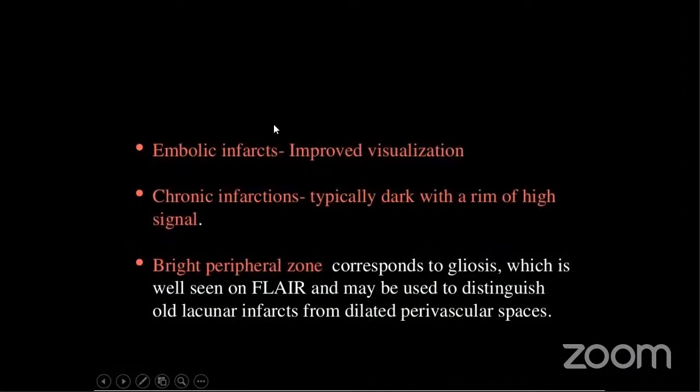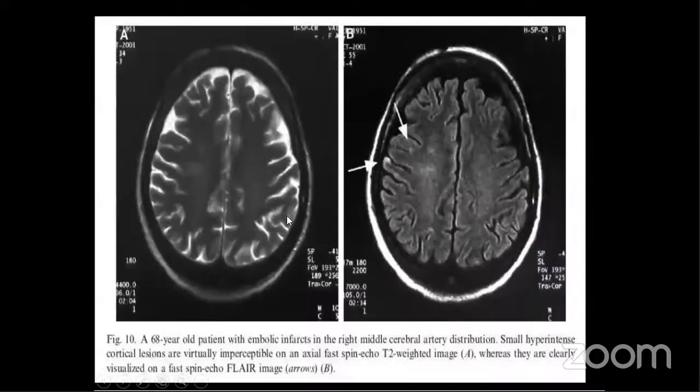So embolic infarct, that is where FLAIR images come into the picture. It has an improved visualization. Chronic infarcts are typically dark with a rim of high signal intensity. This is important just to differentiate an acute from a chronic infarct. Okay. That high signal intensity rim is nothing but gliosis. This shows the gliosis, which is well seen in FLAIR and may be used to distinguish old infarcts like that, right? That's what we're trying to show, these bright, small lacunar infarcted areas.